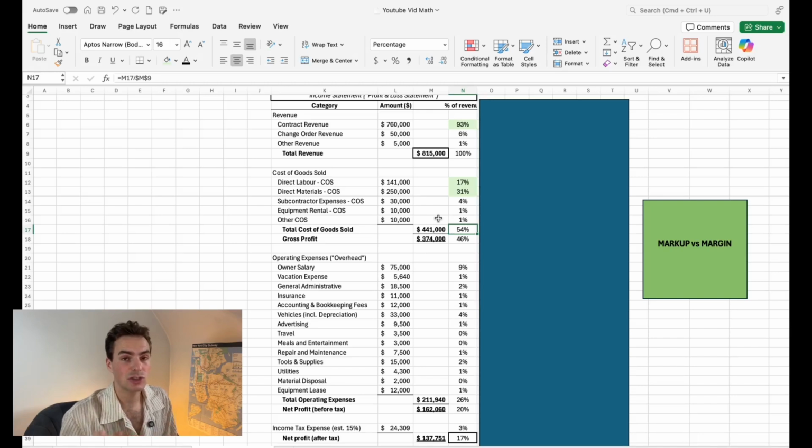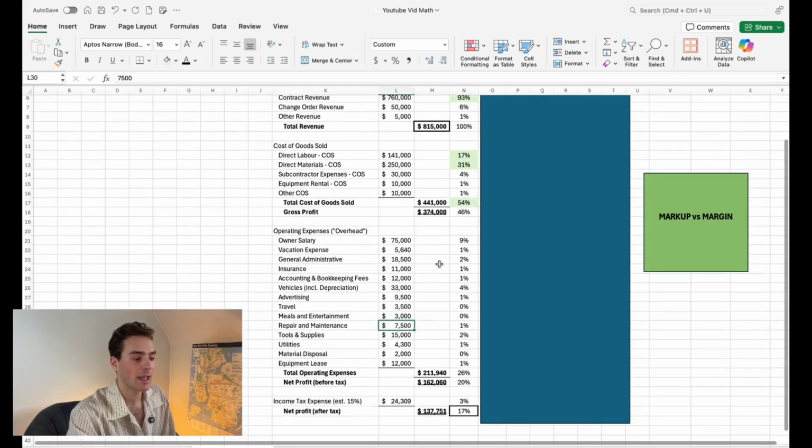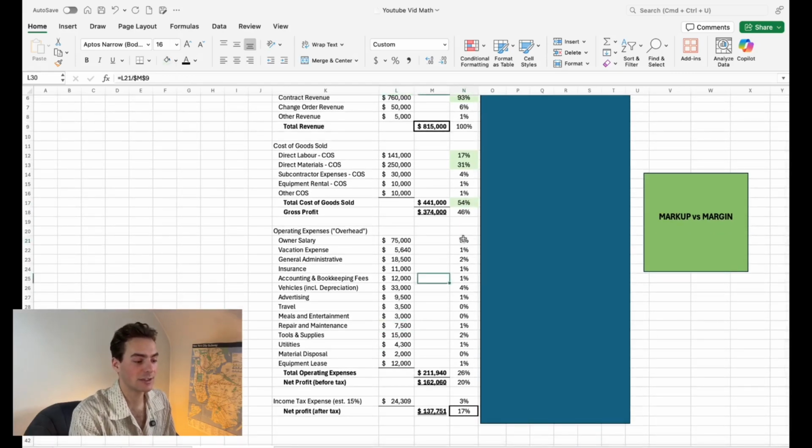And your cost of goods sold, that is the direct expenses that go towards each job, is 54% of your revenue, okay? Then we look into overhead, and obviously you can see all of them are below 10%, but I wanna know which ones are the most and least impactful. This one here, your salary as the owner, is 9%.